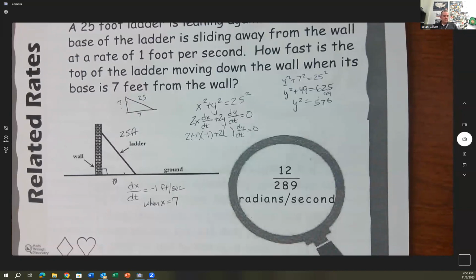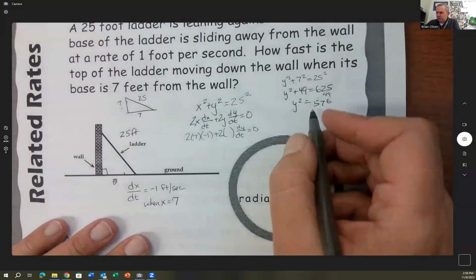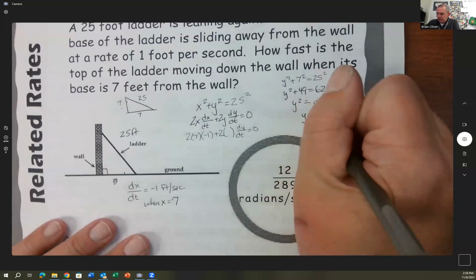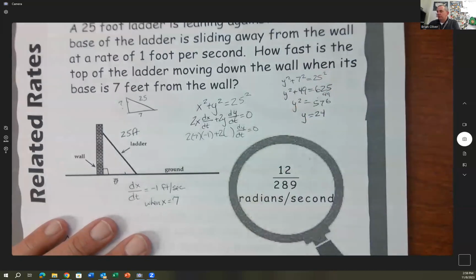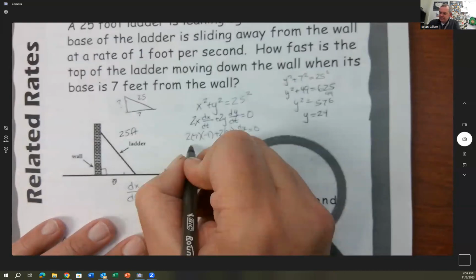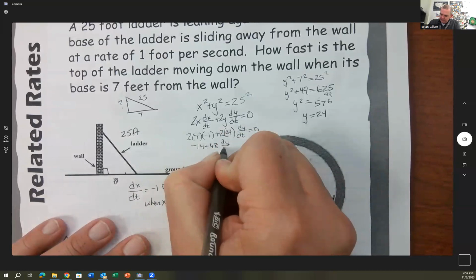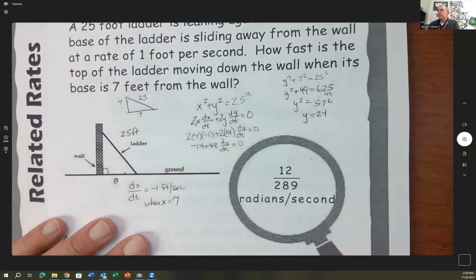If you want to, you can grab your calculator and take a look. I think 576 is a perfect square. This is one of the ones I'm not positive of. Square root of 576, that's 24 squared. So this is going to tell me that y is 24. So I'm going to put 24 in here. 2 times 7 times -1 is -14 plus 48 dy/dt equals 0.